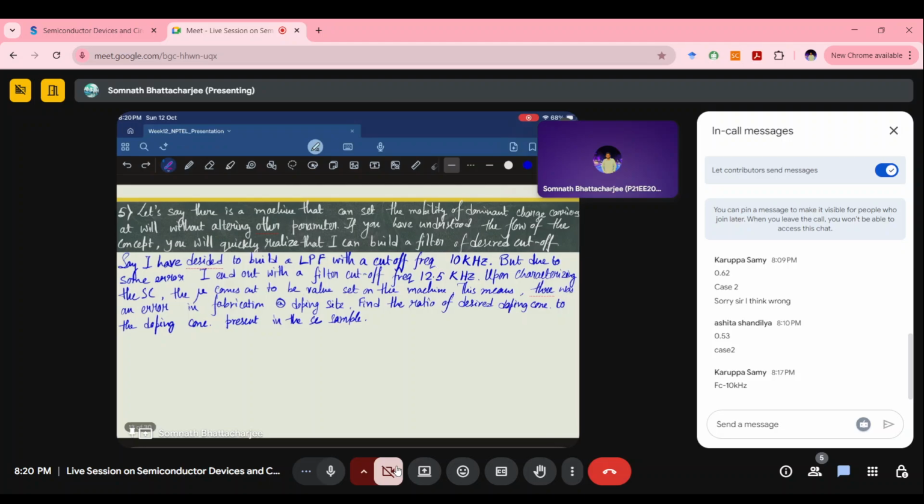Sir, in the question, find the ratio of the desired doping concentration present in the semiconductor sample. Okay, so this is a bit of a hard one. First, the main thing we need to know is how to get the cutoff frequency of an LPF. So there's the basic problem.